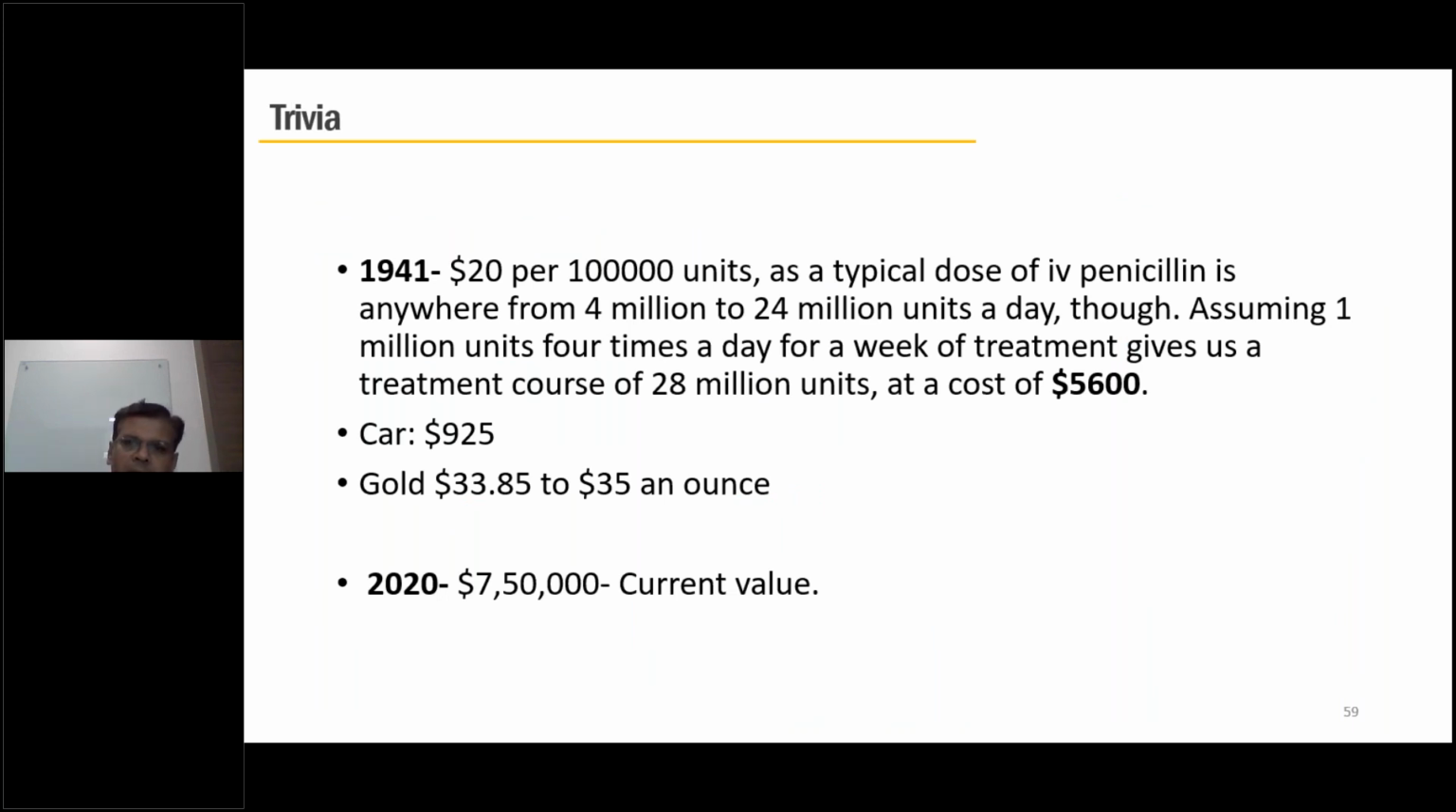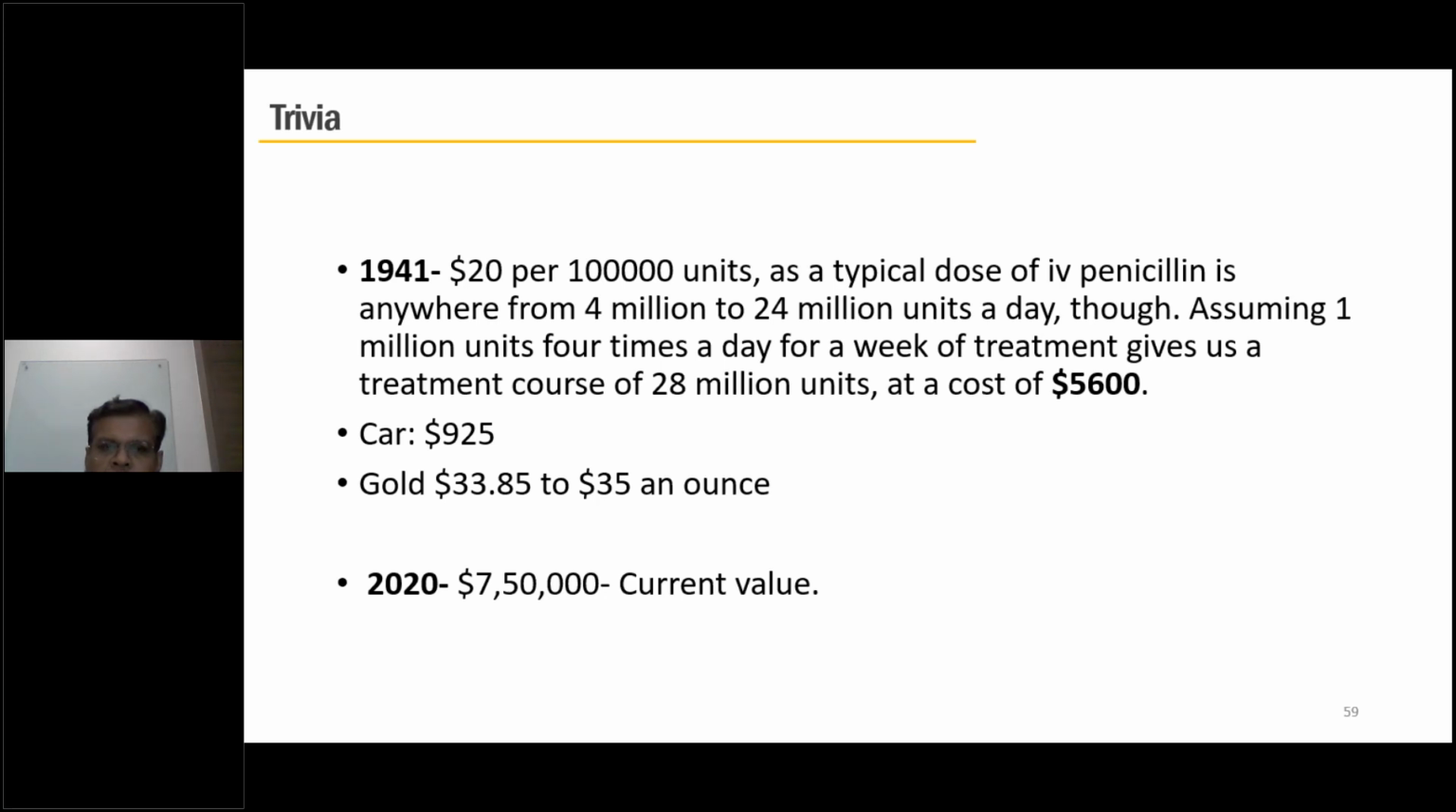Just sharing, I think we have hit the time almost. Sharing a trivia with you. I'm not sure if you know that penicillin was discovered way back in 1941. At that point of time, it cost about $20 per 1 lakh units of penicillin. And the typical dose of IV penicillin at that point of time was from 4 million to 24 million units.